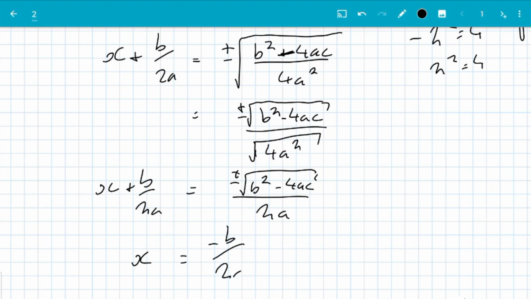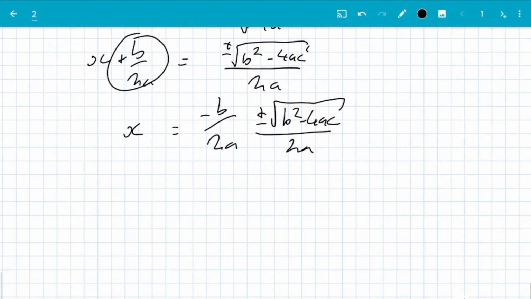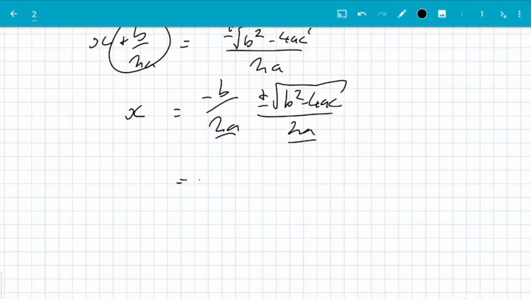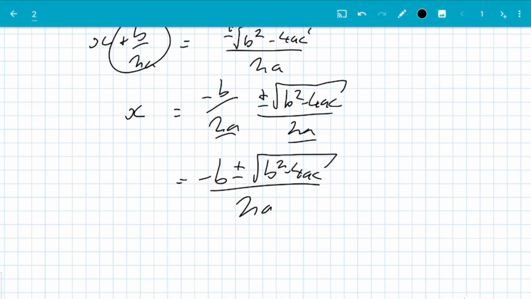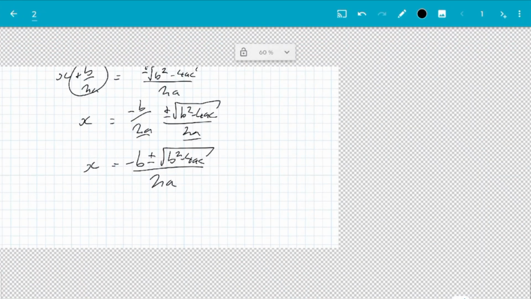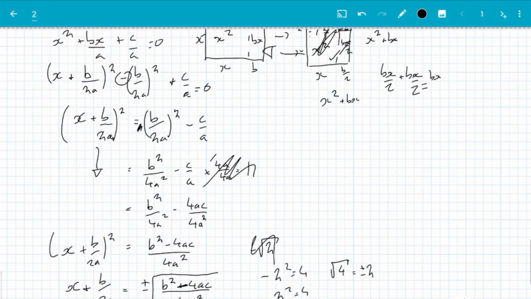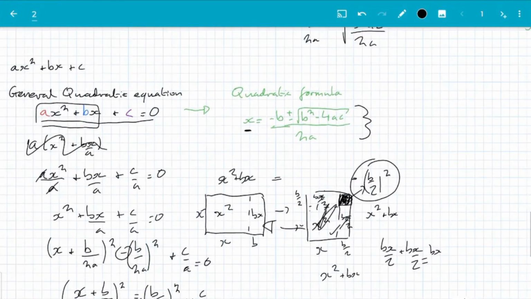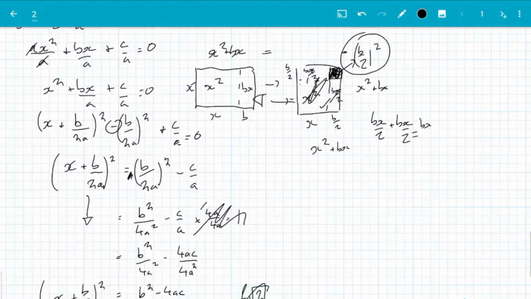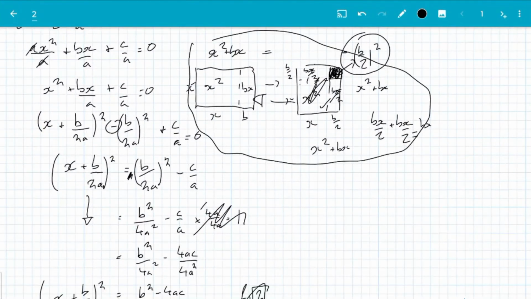Final few steps, just minus this last term here, and we have done it. Common denominator, so we can just stick that together, and we are left with the final quadratic formula, all from the original general quadratic equation, ax squared plus bx plus c equals 0. This is just a little explanation of completing the square.